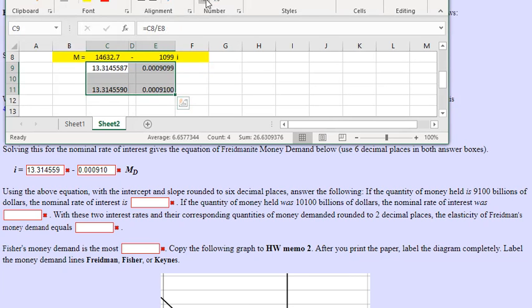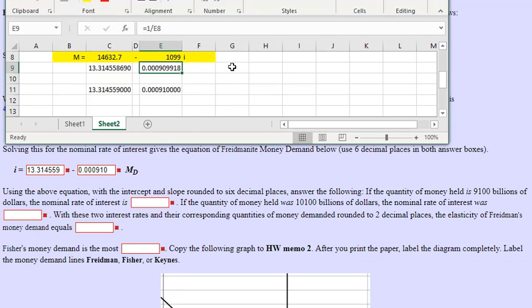So you can see that this is not rounded to 6 decimal places, even though it looks like it's rounded to 6 decimal places, right? Same thing over here. So in Excel, you have to literally round it. Okay, that's 4, 5, 6.